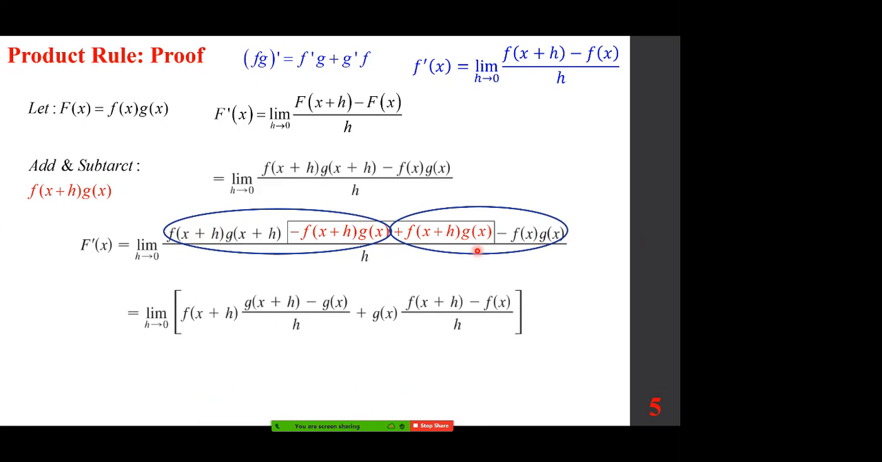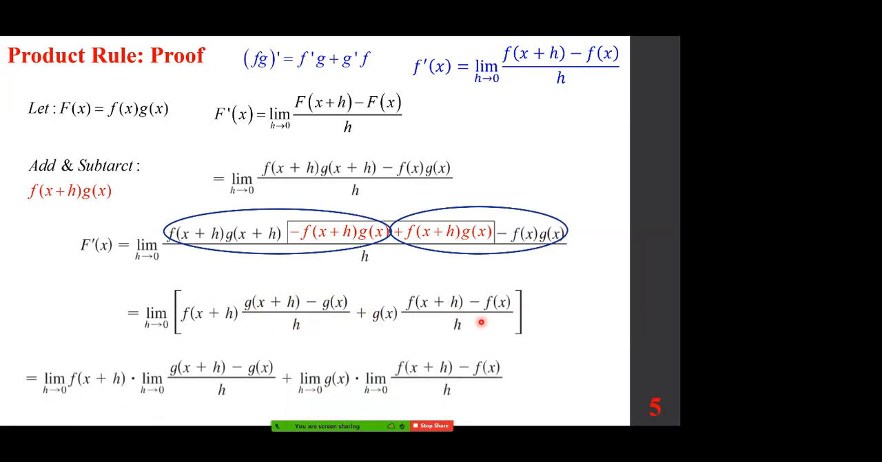So let's apply the limit laws. That means the limit of the first piece, the limit of f of x plus h as h approaches 0, times the limit of the second piece, this fraction as h approaches 0, the same thing we do with the second part. So we are applying the limit laws. Now, what happens to this guy when h approaches 0? This becomes simply f of x. This is f of x, everybody.